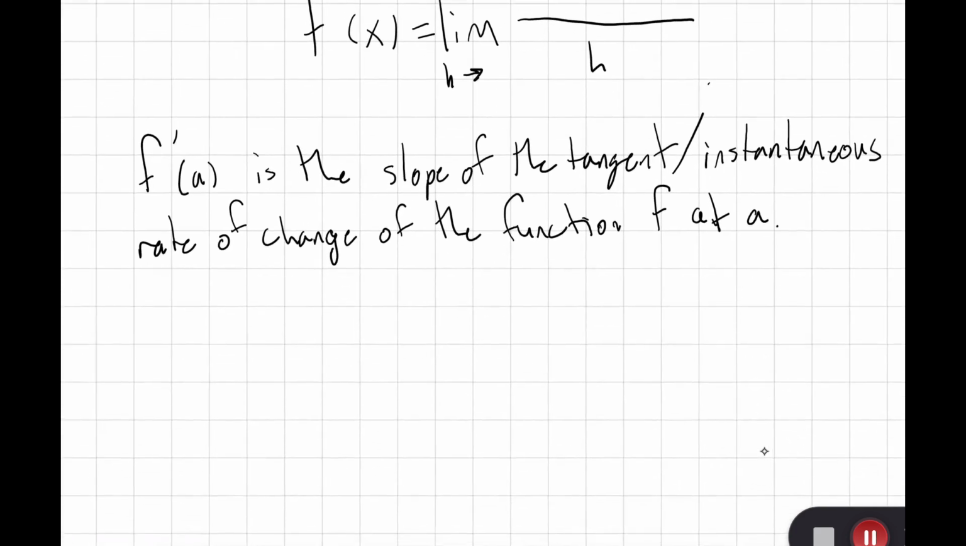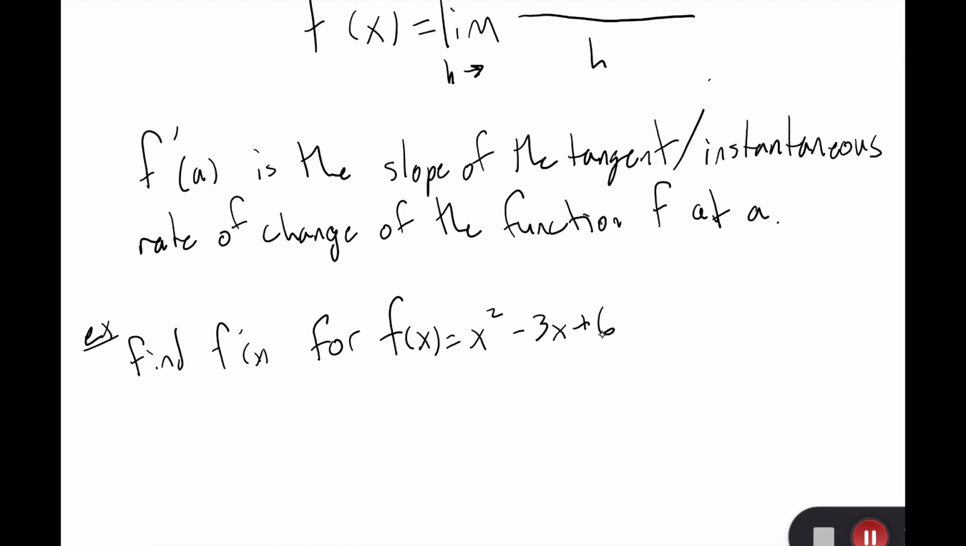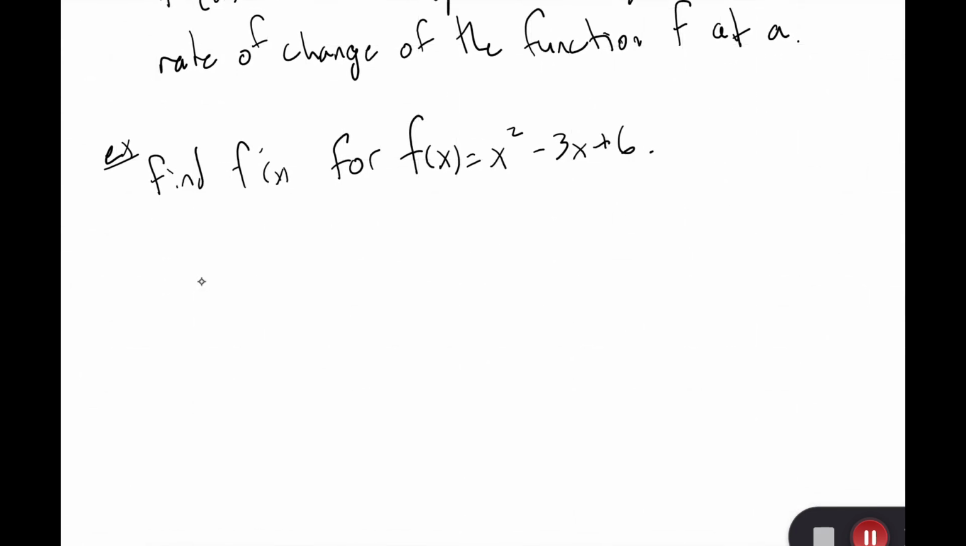I think one of the ones we did last class was, if we look at an example, say, find f prime of x for f of x equals x squared minus 3x plus 6. All right, let's do this real quick. So we go, okay, well, the limit as h goes to 0 of f of x plus h minus f of x over h.